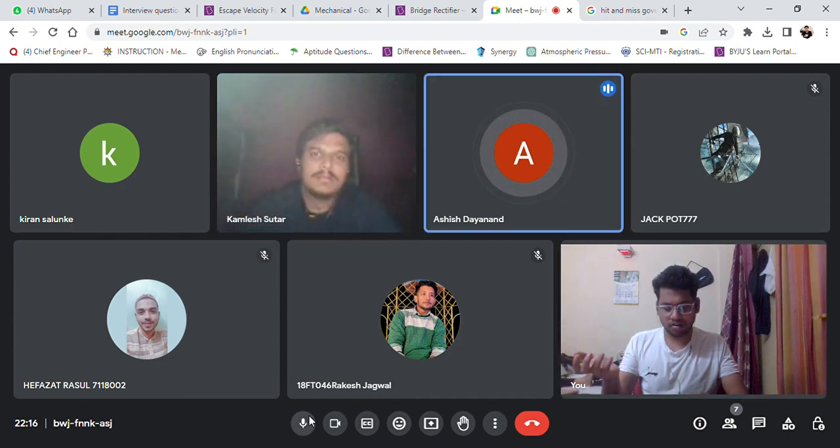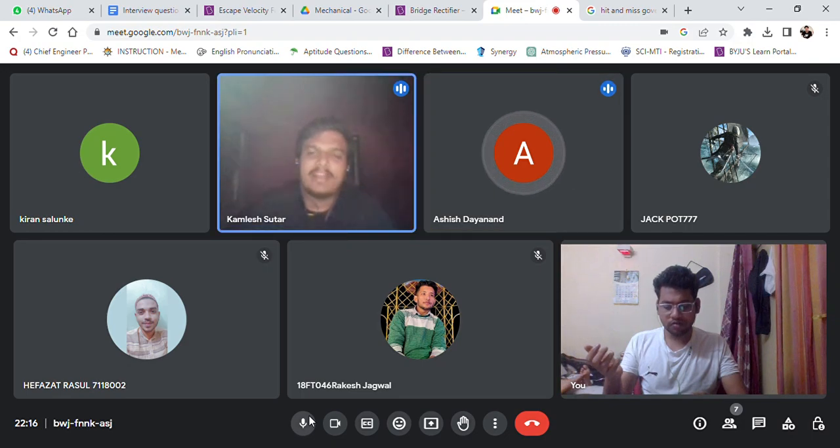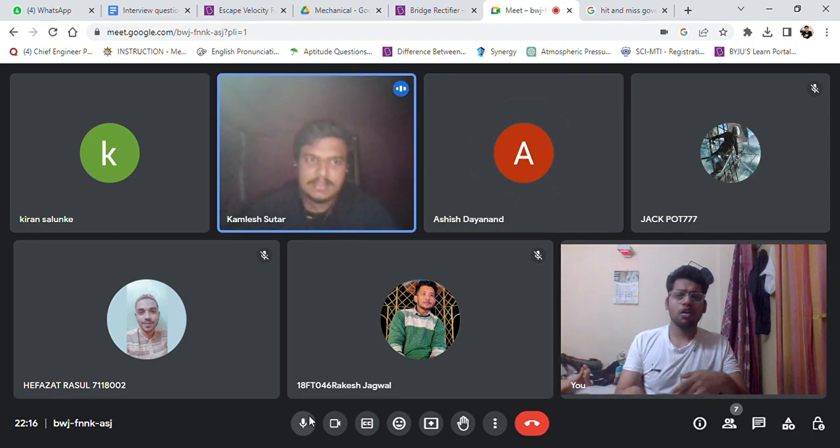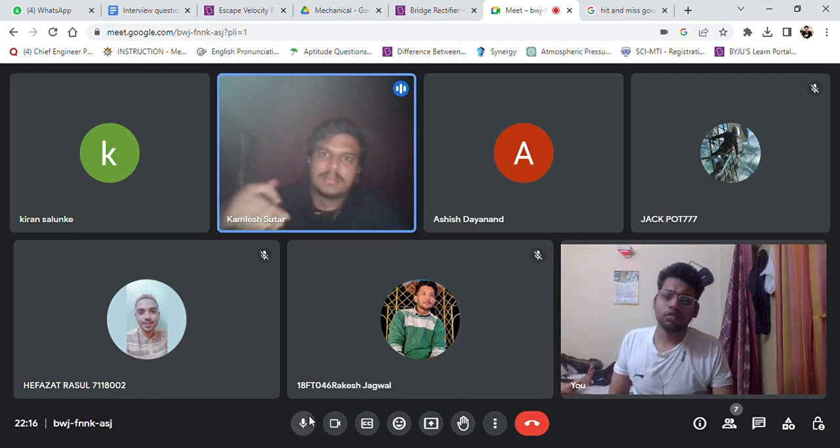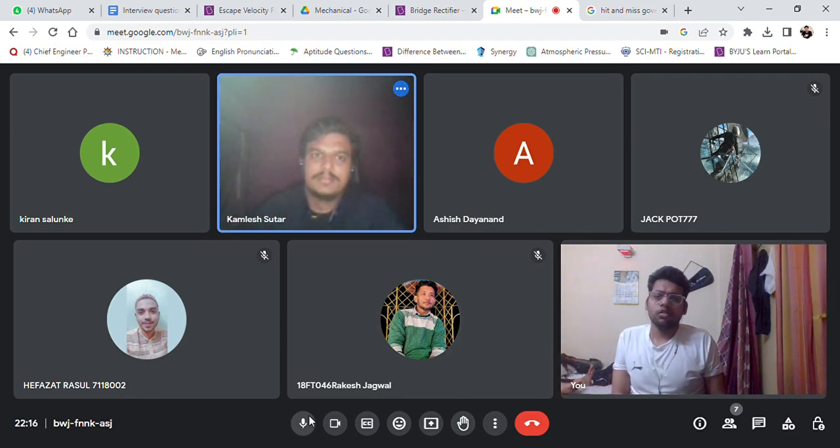Sir has told power calculated in flywheel is called brake horsepower. I wrote it in the notes. Power calculated at the flywheel. Yes. The flywheel is basically mounted on the same shaft, at the output shaft.